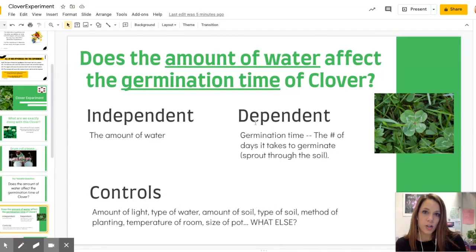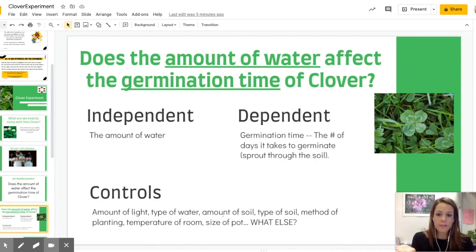We also have to start thinking about controls. Controls are things that you want to keep the same in the experiment, meaning you don't want these things to affect the result of what you get. The only thing that we want to affect the germination time is the amount of water. So when we actually set this up, things that we're going to want to keep the same from plant to plant are amount of light, type of water, amount of soil, type of soil, method that we plant them, temperature of the room, size of the pot. There's so many other things that we have to consider.